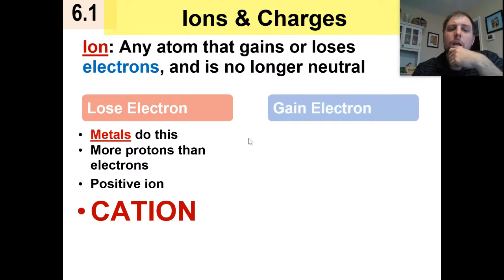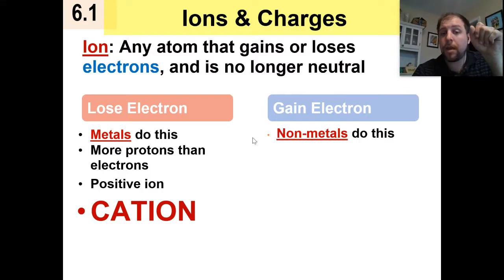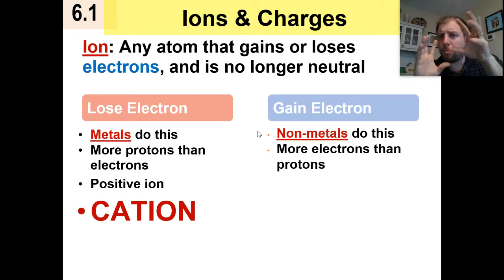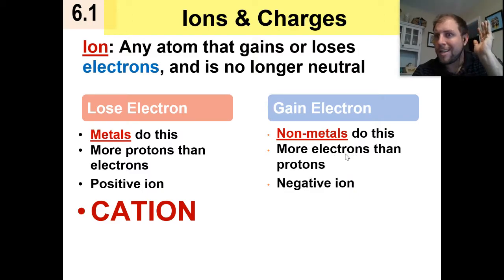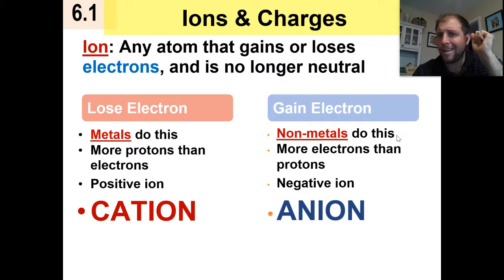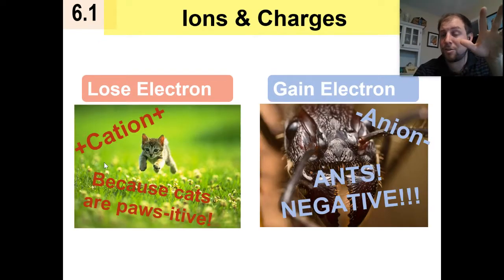Atoms that gain electrons are nonmetals. They steal electrons to complete their outermost energy level, and as a result they have more electrons than protons. They are negative ions, and we call these negative ions anions. So once again, metals are positive ions called cations. Nonmetals form negative ions called anions. Cats are positive, ants are negative. Cations are positive.